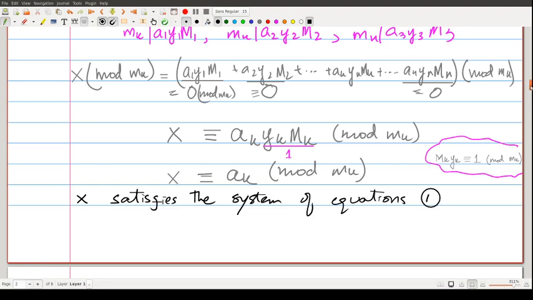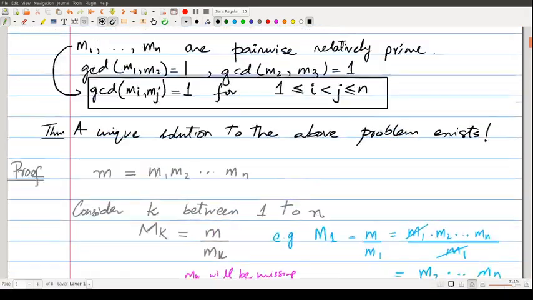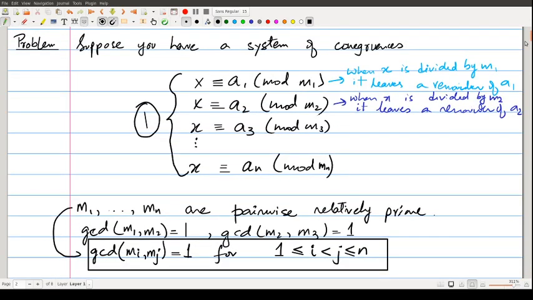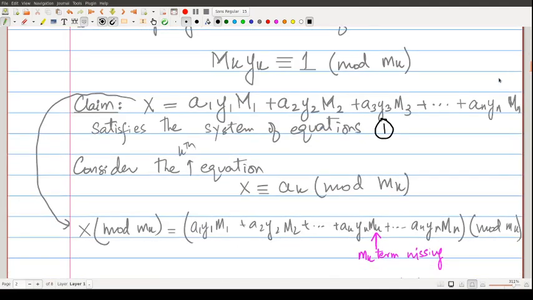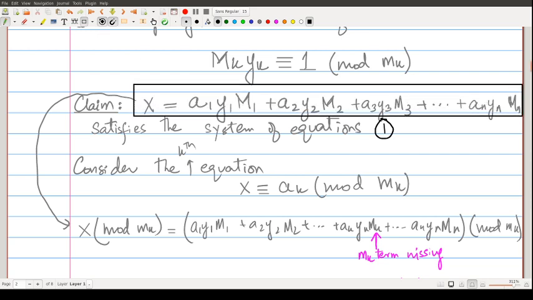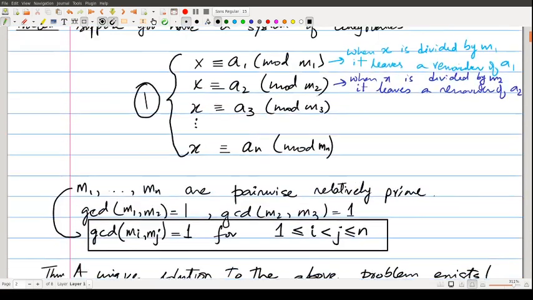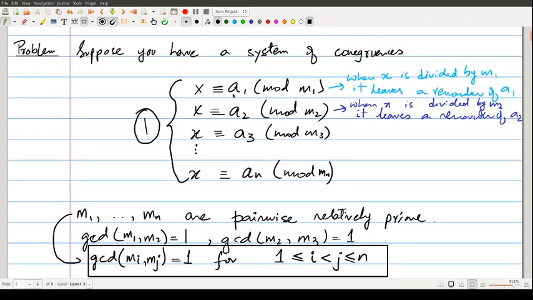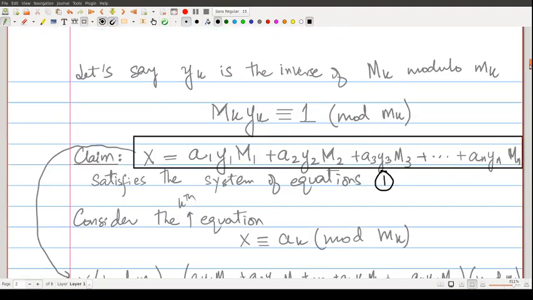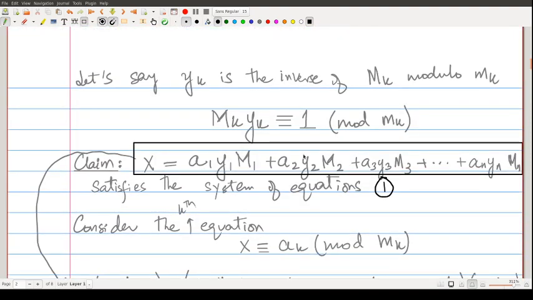So notice what I did. I started off with this problem, with this system of equations, and we systematically constructed an x. So this is the x. If you're looking for the solution, then the answer to my equation is that this x is your solution. So this x will satisfy all of these equations simultaneously. It will leave a remainder of a1 when divided by m1, a remainder of a2 when divided by m2, a remainder of a3 when divided by m3, and you can construct it by using these terms.